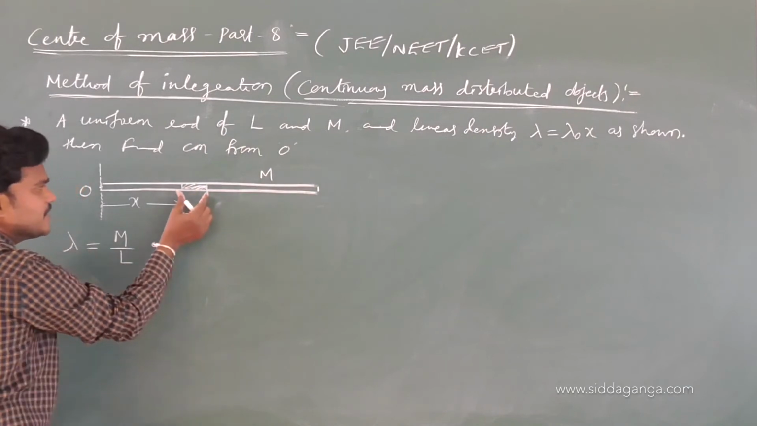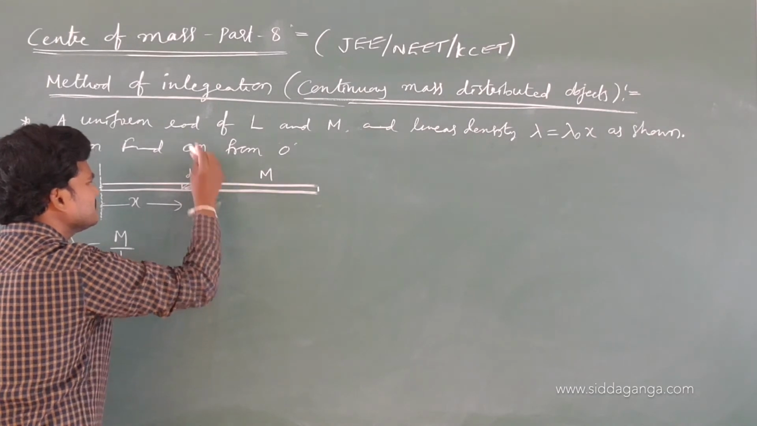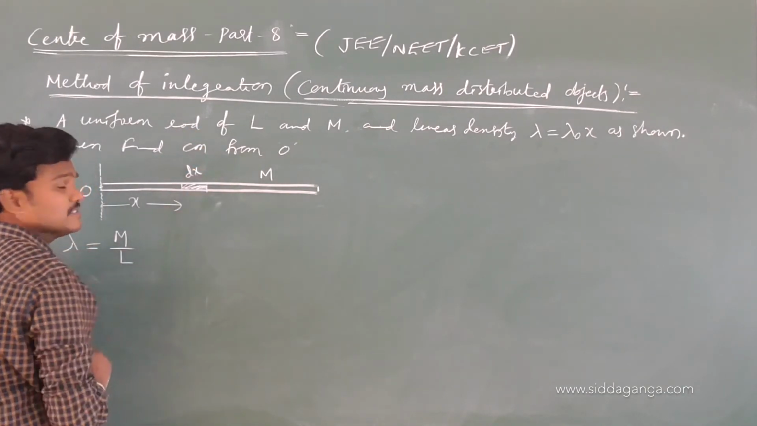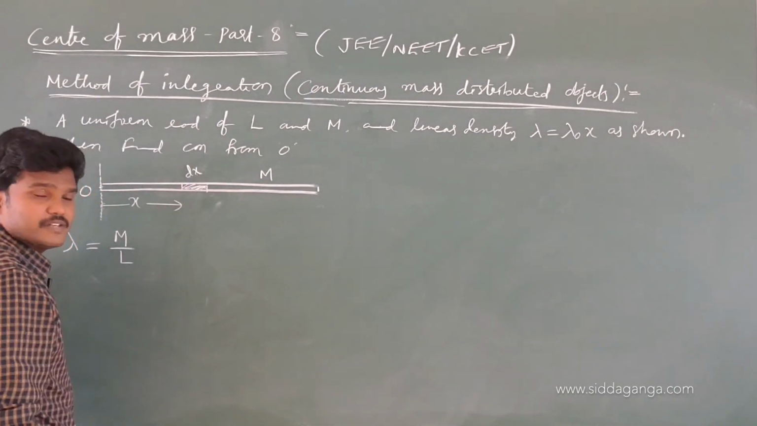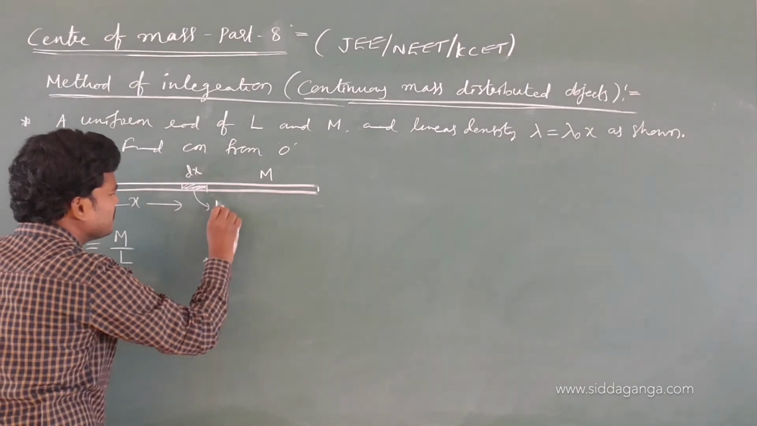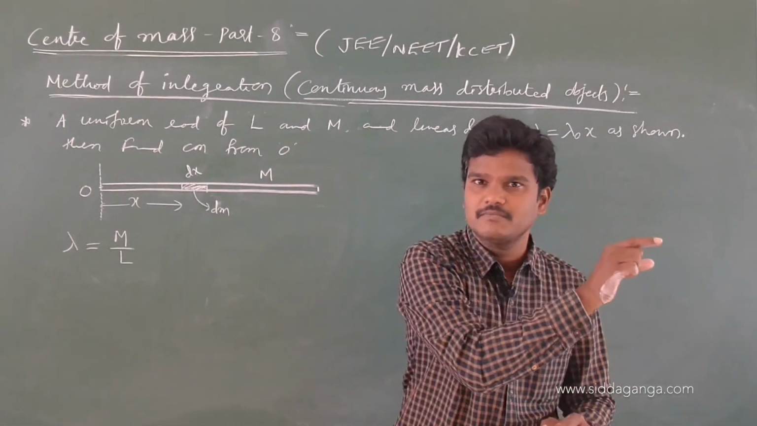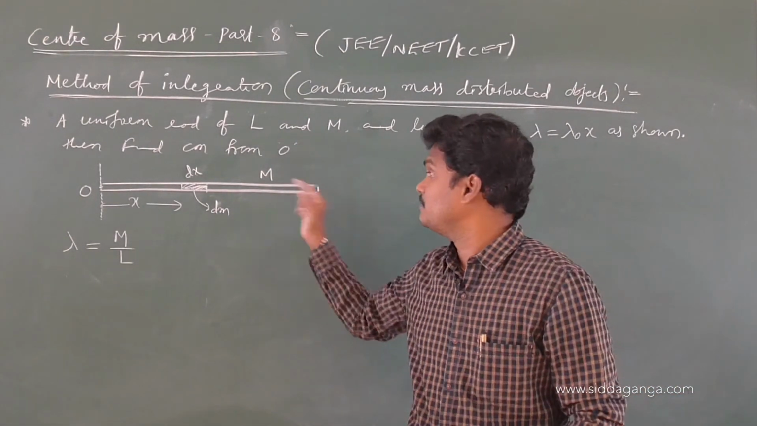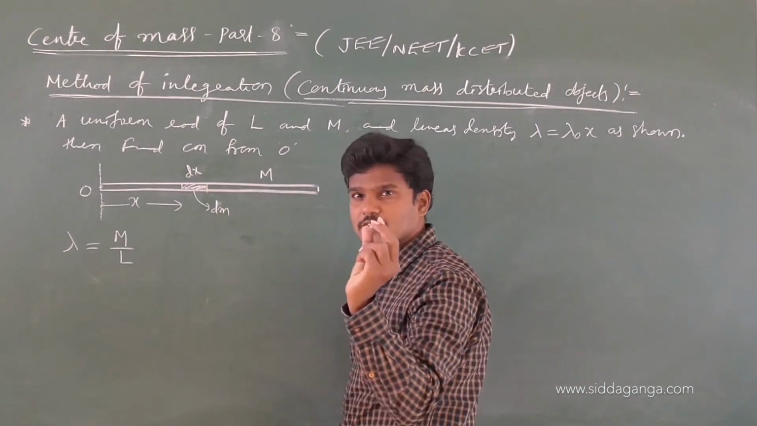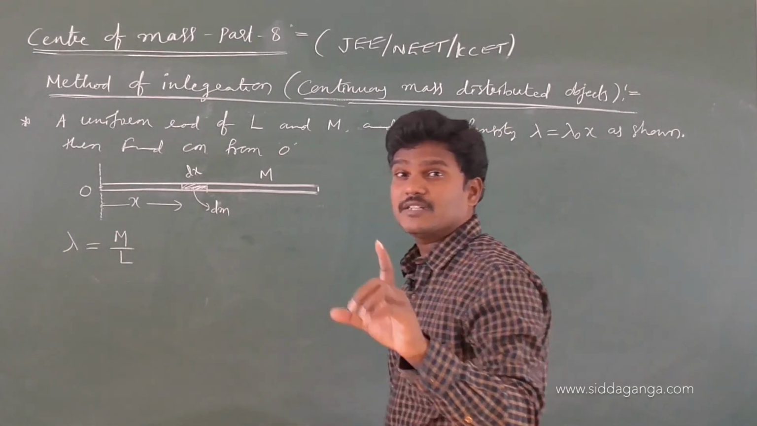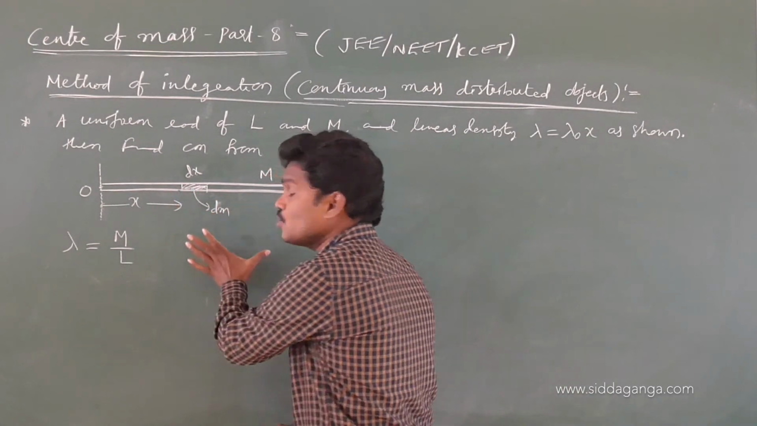Let me take a small portion in the rod at a distance of x. This small portion has length dx. What is the length of this small portion? dx. The total mass of the rod is M. The length of that part is dx, and the mass of this part is dm. What is this dm? Small mass. If I add all the dm's, they will give capital M. If I add all small parts, they will give the total mass. All small lengths will give the total length.